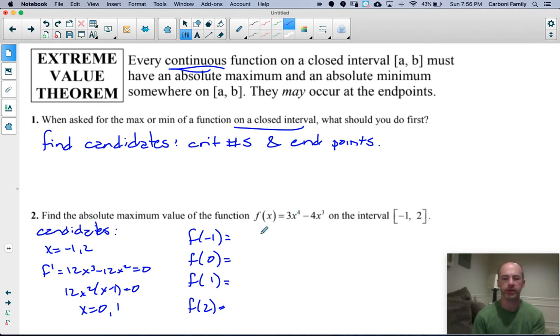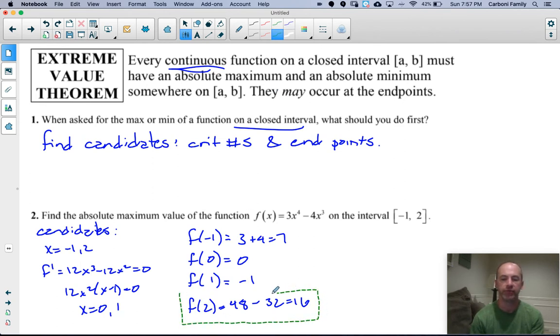And so when we plug in -1, 3 times -1 to the fourth is 3. That'll be +4, so we get 7 from our left endpoint. If I plug in 0, you get 0 back. Plug in 1, you get -1. Plug in 2, oh crap. 3 times 16 is 48. 4 times 8 is 32, and that gives me 16. I wanted the absolute maximum value, and the maximum value happened right here.